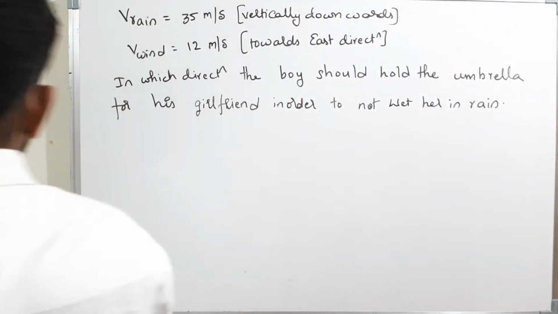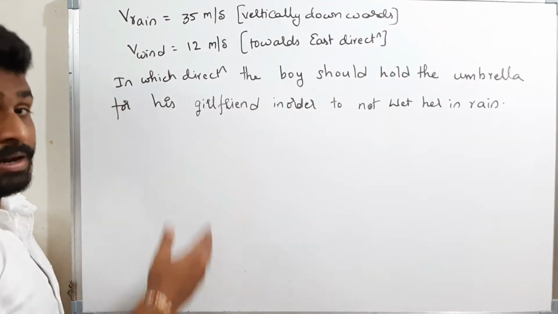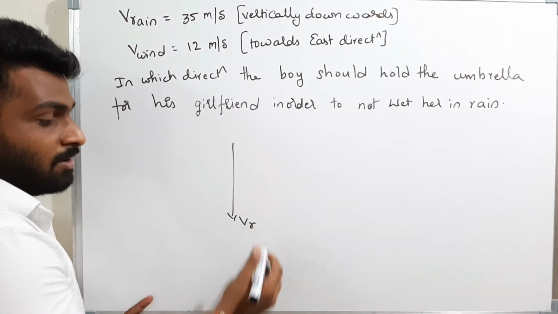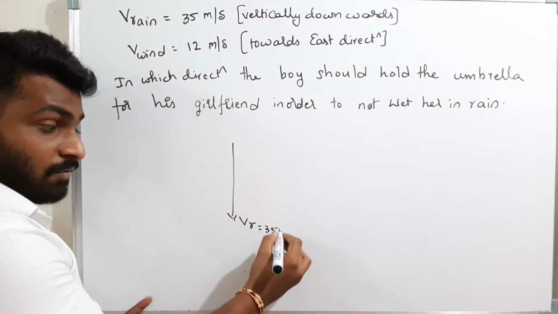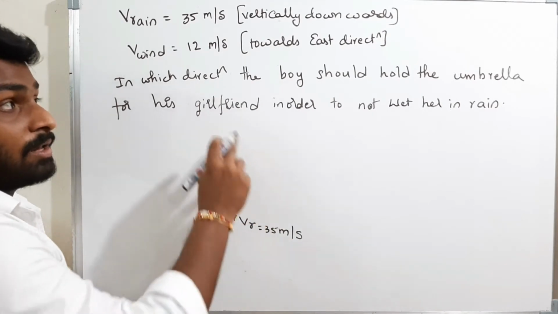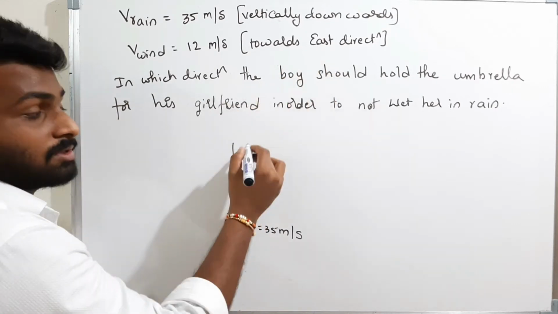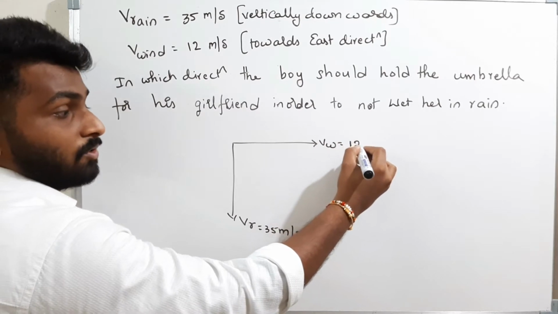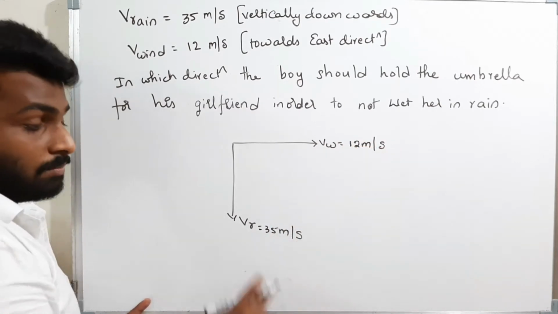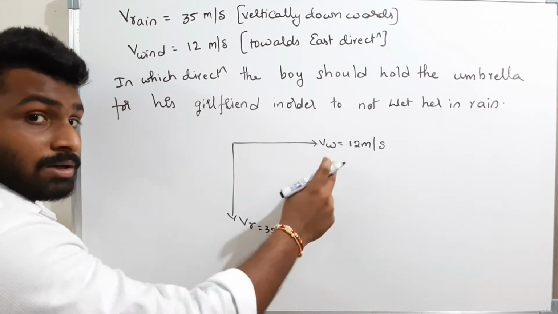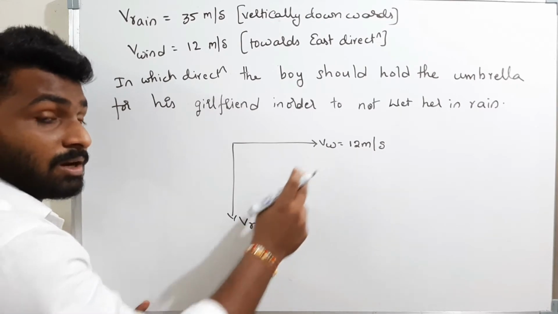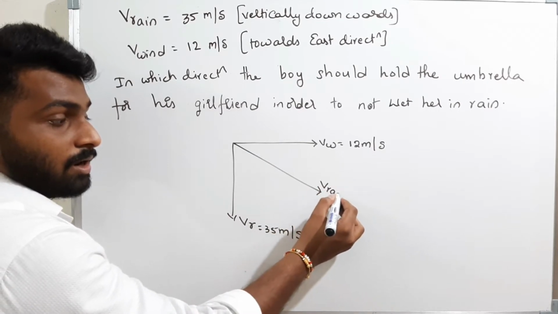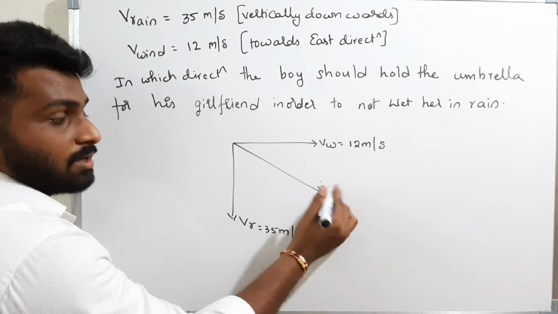Now see here. Learn this question, it will be useful for you guys. Velocity of rain, vertically downwards, is 35 meters per second. And the wind is in the east direction. Therefore, the velocity of the wind is 12 meters per second. Because of these two vectors, the resultant rain will be in this direction. This is the resultant velocity of the rain. Therefore, I can assume it as VR.